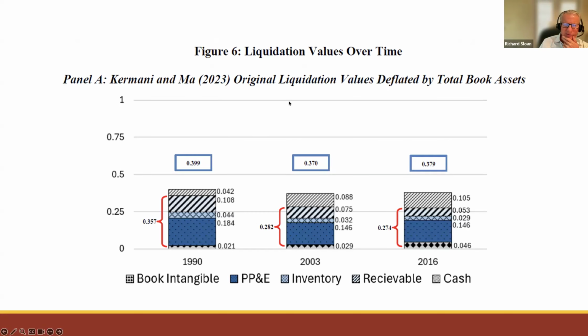This is what Kamani and Ma found. These are the average recovery rates at the firm level, summing up across the different categories. You can see this blue dotted one is PP&E, which has gone down over time because PP&E balances have gone down. But then the gray one at the bottom is book intangibles, and that's been going up because intangibles have been going up. The other one you can see is cash, which has been going up because companies are holding more cash balances. They'd say that overall these numbers have been pretty constant. So the increasing prevalence of intangibles doesn't seem to have had a big impact on liquidation recovery values, which is what some other economists were worried about.